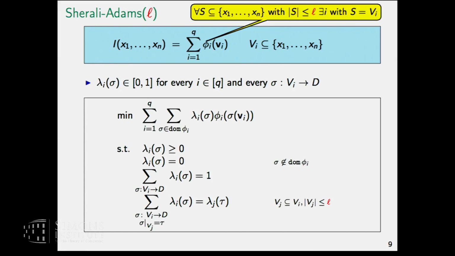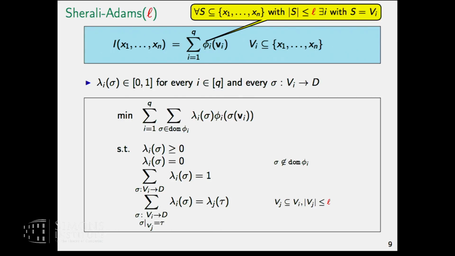And now the relaxation says the following. So the constraints are: all lambdas should be non-negative, well, if we want them to be probabilities. For the local assignment sigmas which return infinity, we want those lambdas to be 0. We don't allow these infinite values. So that's what it means here: it's not in the domain of the phi. If you look at the ith term in the objective function and you sum the probabilities over all possible assignments to the ith term, they should sum up to 1, as probabilities should. And the most interesting part is the last set of constraints. So this is a marginalization.